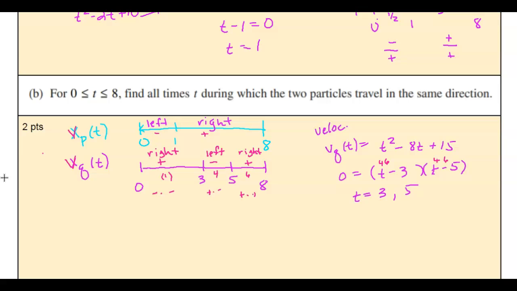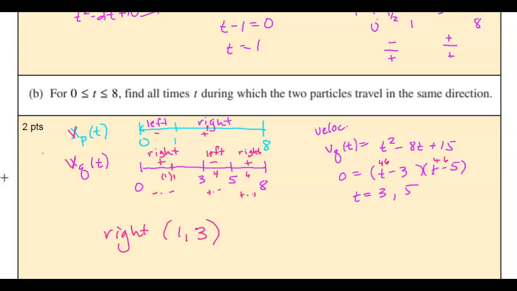Okay, so now we need to do a little comparison. What I notice is from 0 to 1, they're not moving the same direction. From 1 to 3, so 3 would be about right here, this one's moving to the right, and this one's moving to the right. Okay, so 3 to 5 is a chunk. At 3, P is going to the right, and from 3 to 5, Q is going to the left.